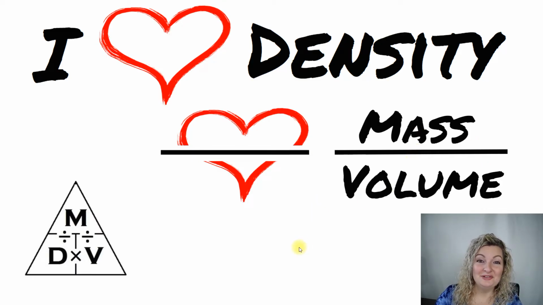Now, if you don't like that method for remembering the formula, go ahead and use the trusty triangle. Make sure that your M is on top and the D and the V are on the bottom. Remember how you use the triangle. If it is next to one another, you're going to multiply. If it's on top of one another, you're going to divide.